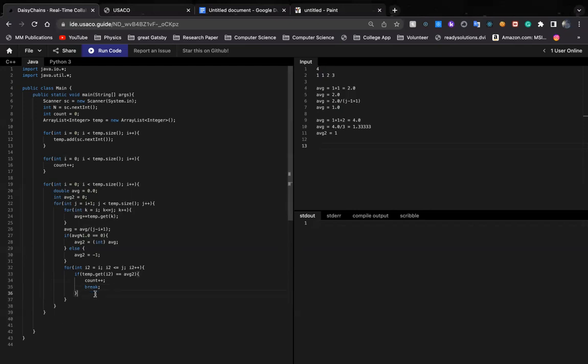And now all our logic is done. All we have to do now is clear up our memory. Meaning after this iteration, after all this code here, we want to set average back to 0.